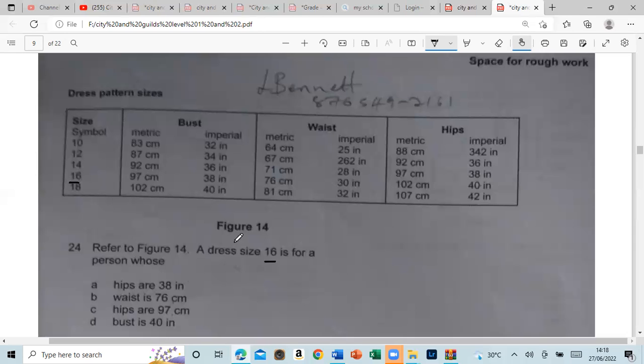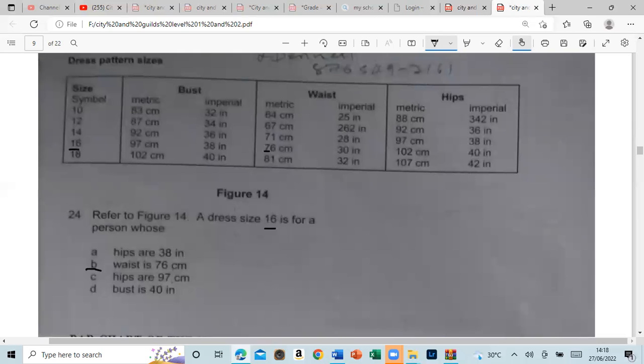24 with the figure 14. Dress size is 16 per person. Hips here. Hips are 40, right? Yeah. Waist is 76. Waist. Oh yeah, waist. Lovely curve in a waist. All right, so let's move on to 25.